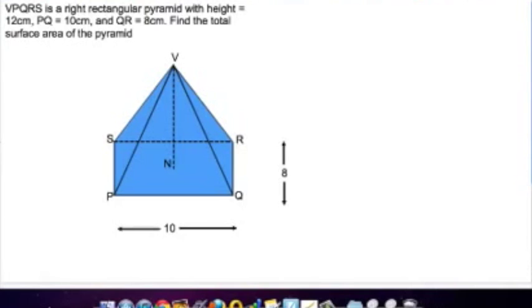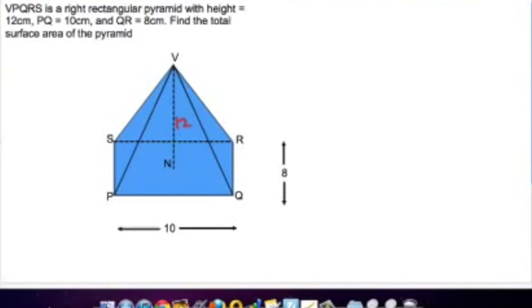Next, what we're going to do, ooh, look at this. VPQRS is a right rectangular pyramid with a height of 12 centimeters. And PQ equals 10 centimeters. QR equals 8 centimeters. Find the total surface area of the pyramid. All right, so there are a lot of different things we have to put together.